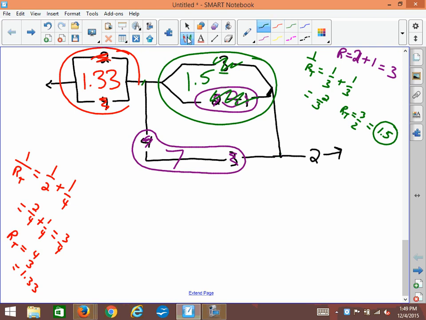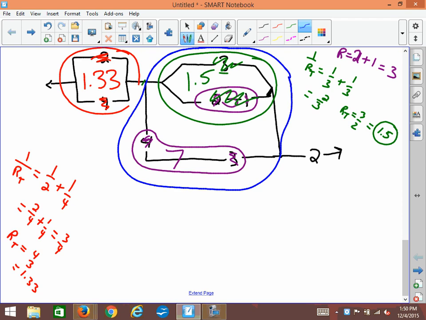So now I can look at this big section that I had before. I'll do it in blue now. Let's look at all this. Looking kind of crazy, but really, what do we have? We have 1.5 across the top, and we have 7 across the bottom, and that's parallel. So I can do parallel rules. 1 over RT equals 1 over 1.5 plus 1 over 7.